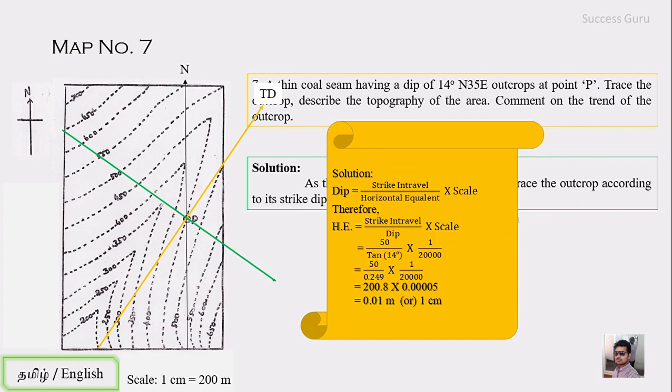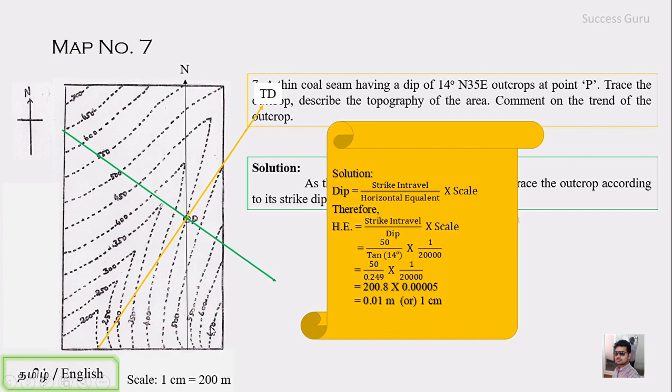The next thing is very simple. As usual, we have to find the horizontal equivalent, that is the spacing between the consecutive strikes, right? For that we have to use the dip formula, that is dip is equal to strike interval by horizontal equivalent into scale, and we don't know the horizontal equivalent, so we will just be replacing the dip with the horizontal equivalent. We will cross multiply, right? So horizontal equivalent will be strike interval by dip into scale, and the strike interval in the map is equal to the contour interval.